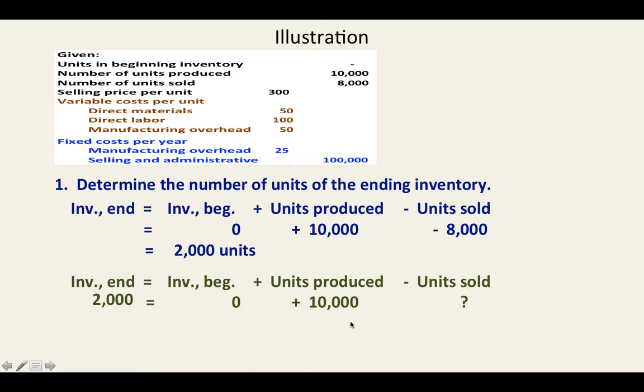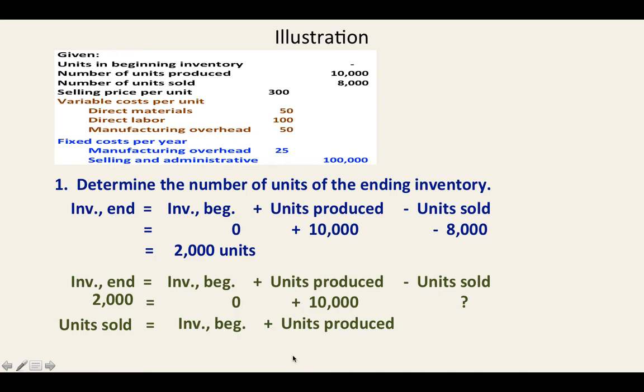This is negative, so magiging positive na siya, units sold. So ang ibig sabihin is that yung amount, yung quantity na makukuha nyo or yung unit na makukuha nyo should be expressed in positive. Okay? So in this case, our inventory beginning will remain here.